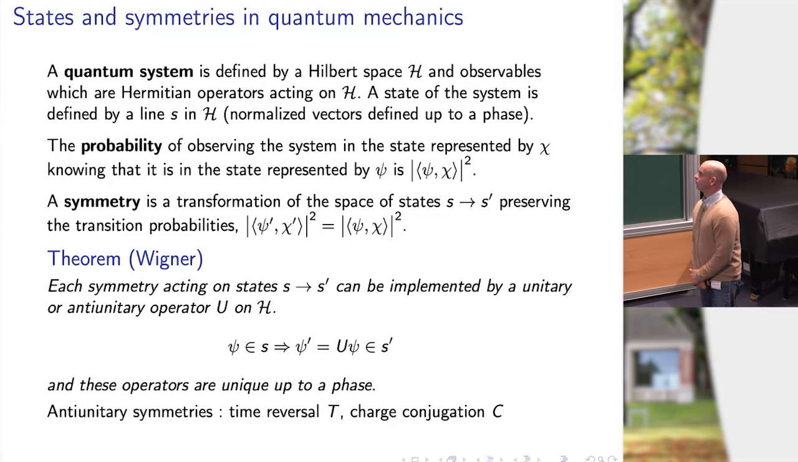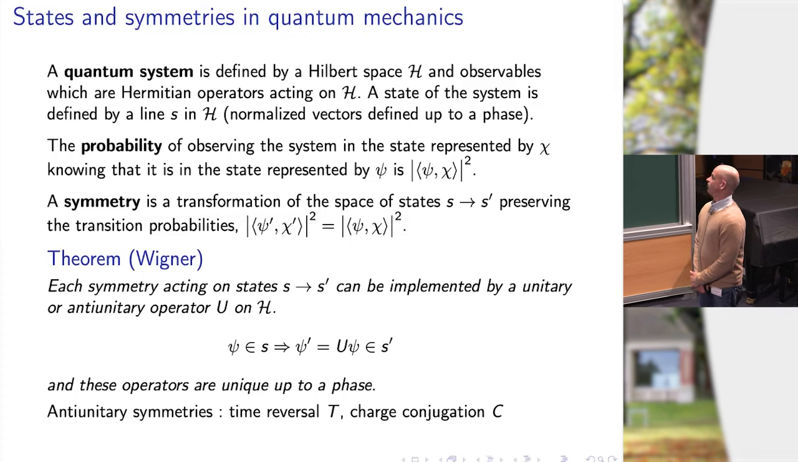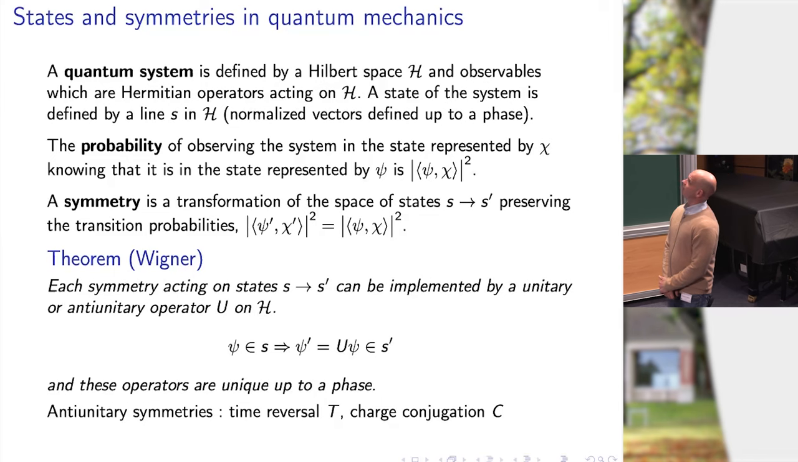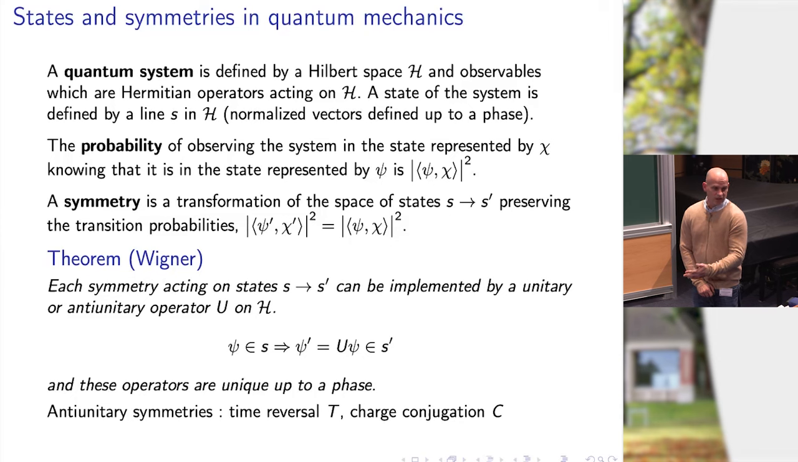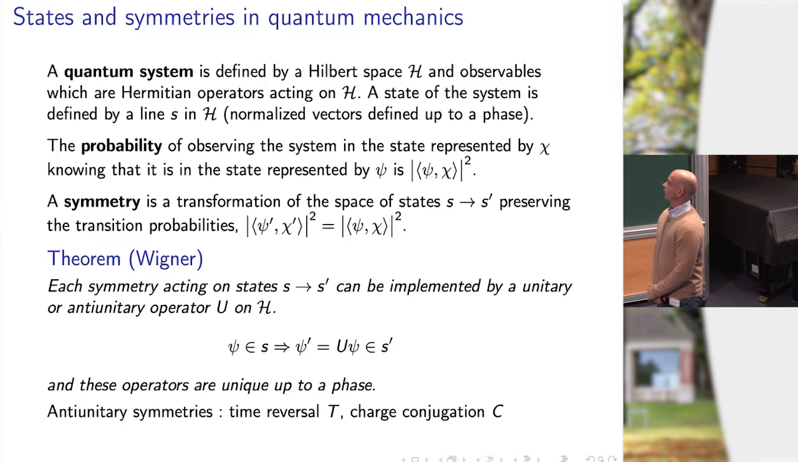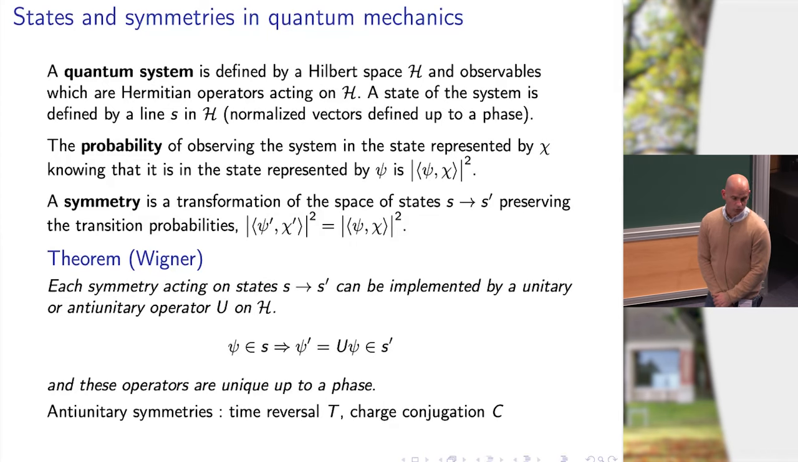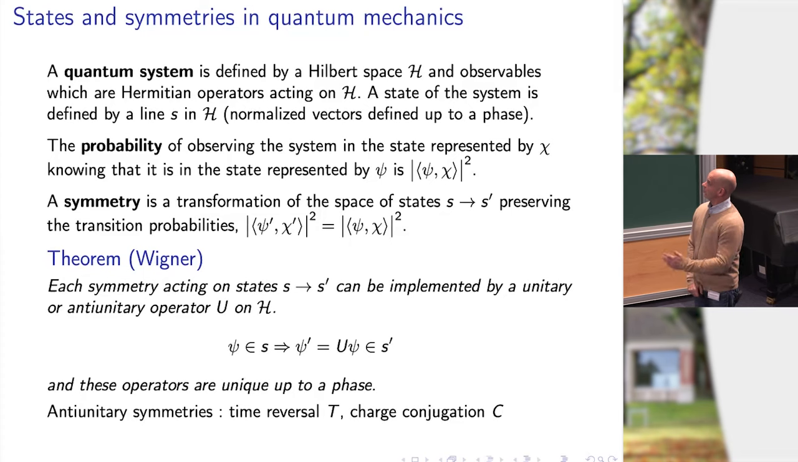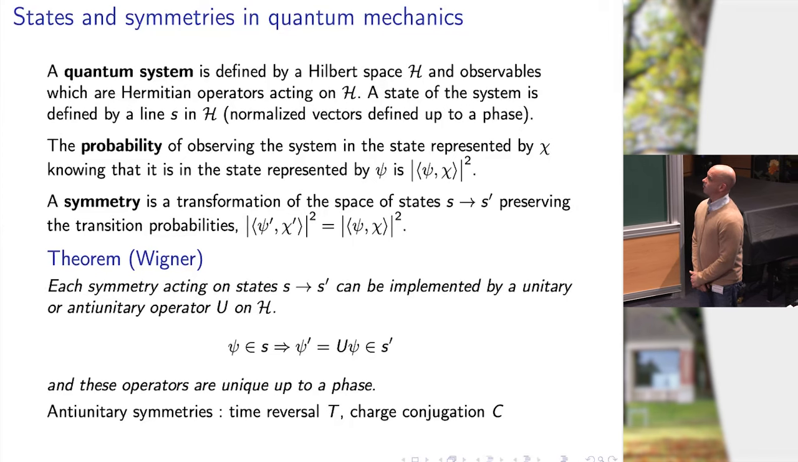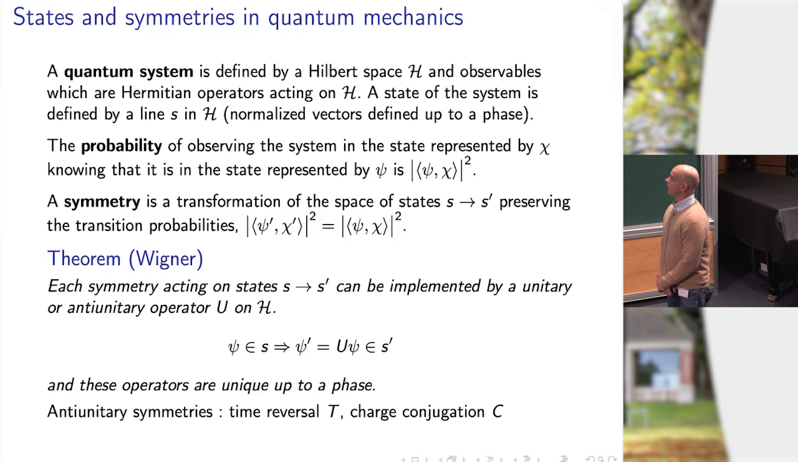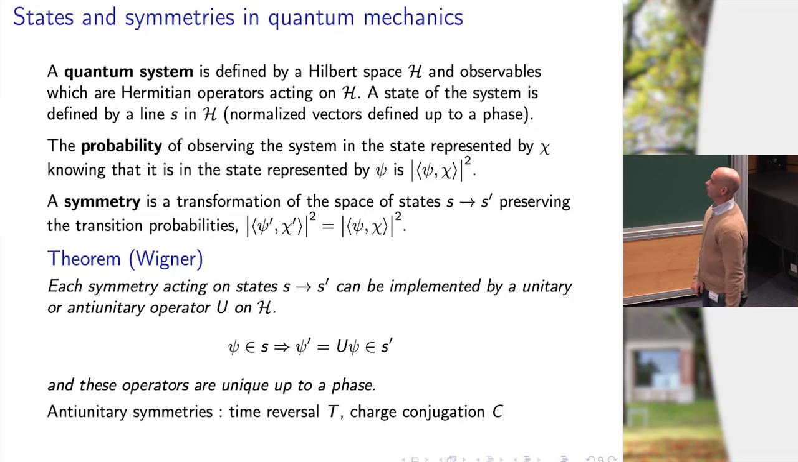And this is consistent with physical predictions that say that if you have a state represented by psi, and you want to know if the system is in another state represented by chi, then you just have to take the scalar product of the two and square it, the square modulus of the scalar product, and this is the probability. And of course, a symmetry is something that will preserve those probabilities, and it turns out, after a celebrated theorem by Wigner, that every symmetry acting on the states can be implemented by a unitary or anti-unitary transformation acting on Hilbert space. And this is a transformation which is defined only up to a phase.